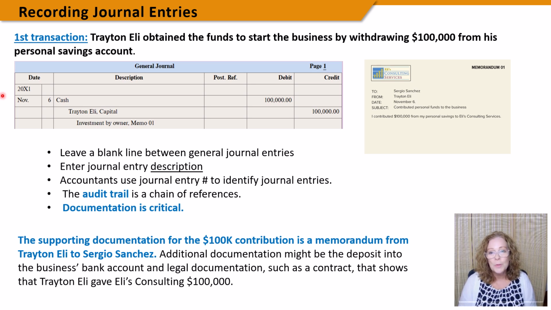In a business, you would use a separate template for each general journal or journal entry. To record this business transaction, we debit cash for $100,000 because cash is an asset and assets increase when they are debited. And we credit the capital account for $100,000 because capital is part of owner's equity and owner's equity increases with credits. Debits and credits can be challenging for accounting students.